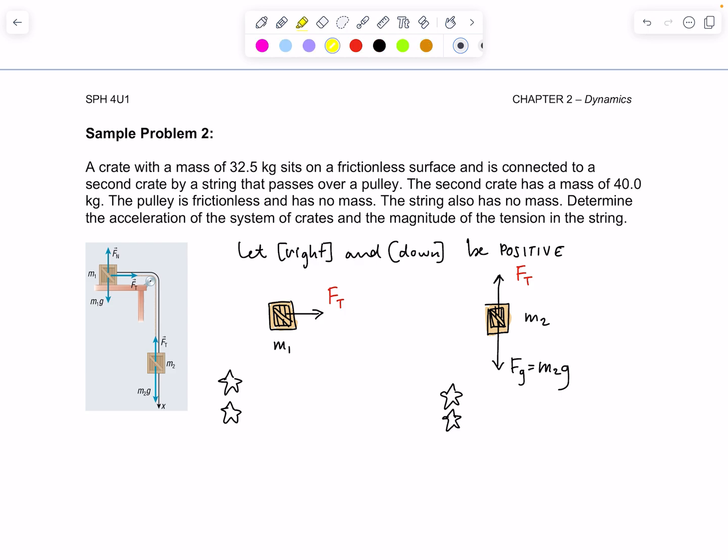We will use plus or minus to indicate direction. For mass number 1, we know the sum of the forces is equal to positive force of tension. So mass 1 times acceleration equals plus force of tension. Let's look at the sum of the forces on mass 2. Using plus or minus to indicate direction, we get plus force of gravity minus force of tension. We'll replace the term net force with m2a. We'll replace the force of gravity with m2g. And we'll draw our tension in red.